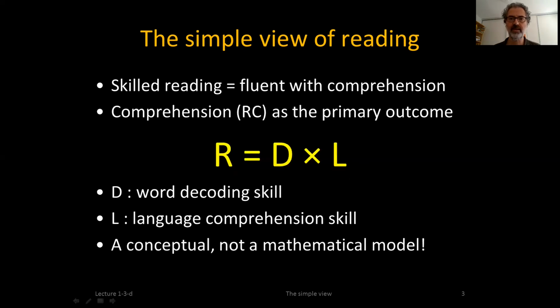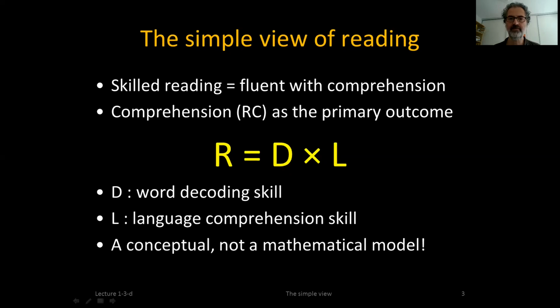This is not a mathematical model. No one is really multiplying anything. The point of this sign here is to indicate that these aren't just added on top of one another. Because if you have great understanding ability, but zero ability to recognize words, so if you've never been taught to read, your reading comprehension will be zero. You will not be able to understand any passage.